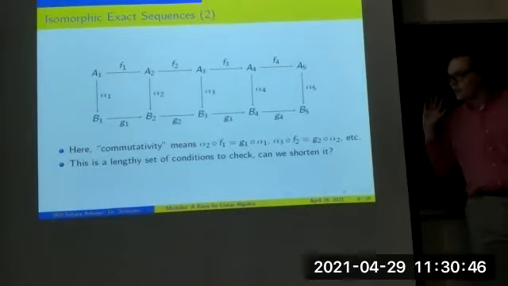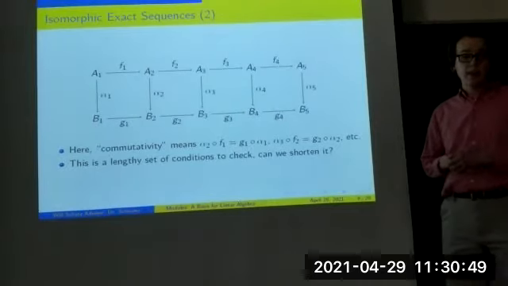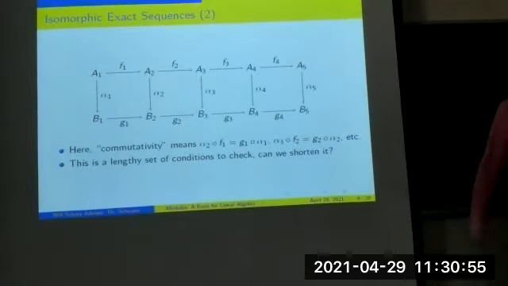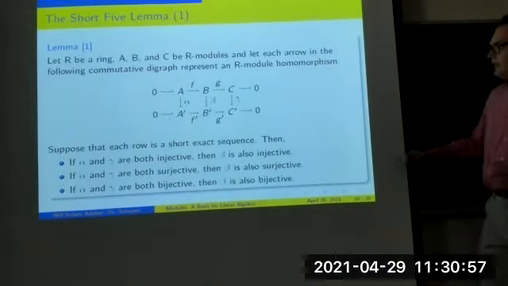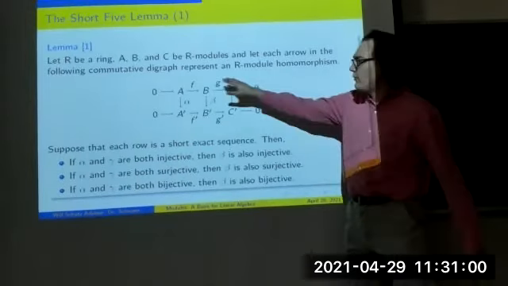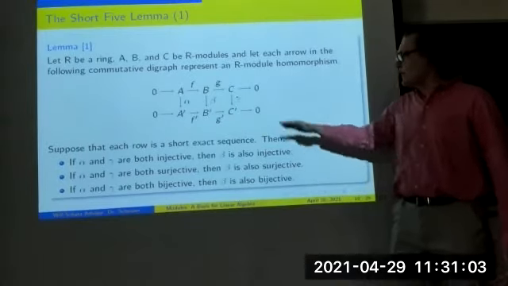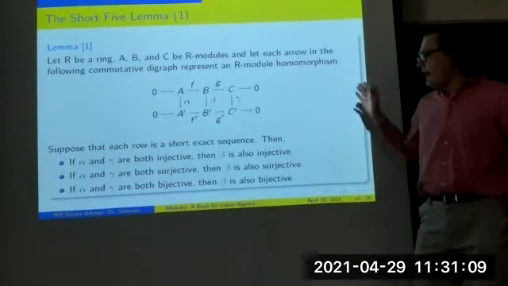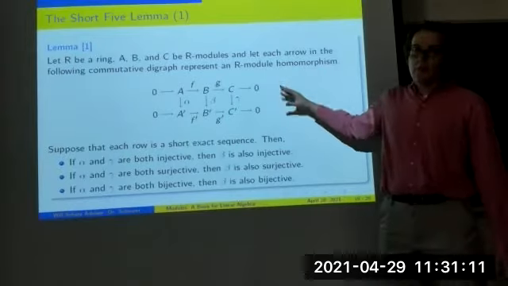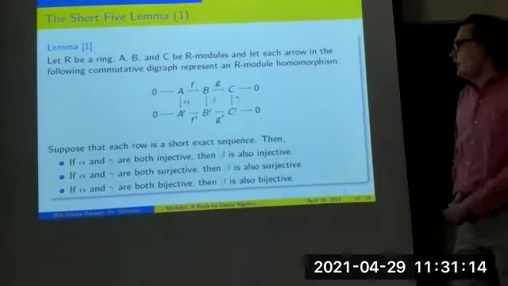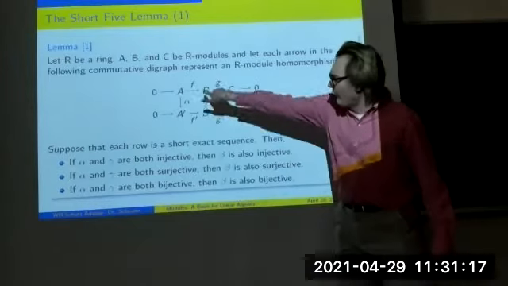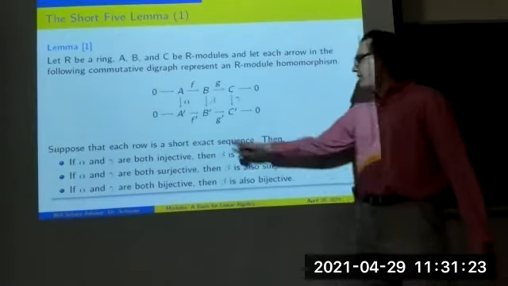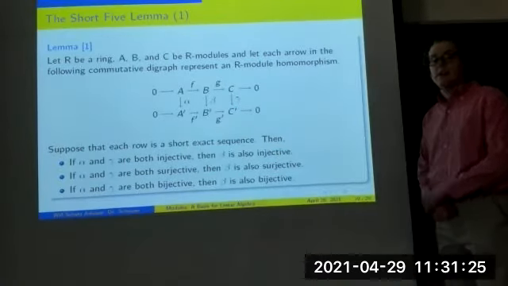So this is obviously a lengthy set of conditions to check, and we would like to shorten it. And we can do that with a lemma called the short 5 lemma, which we're going to prove now. So we have as global assumptions that these are all modules over the same ring R, with module homomorphisms depicted by the arrows. We also assume that the digraph is commutative everywhere and that each row is a short exact sequence. So the claim is that if the outer two homomorphisms are injective, surjective, or bijective, then the center homomorphism satisfies the same property.